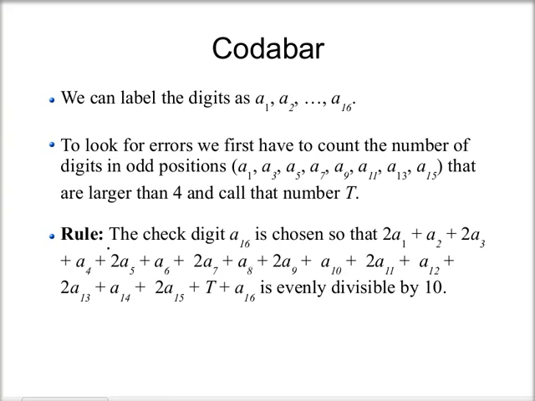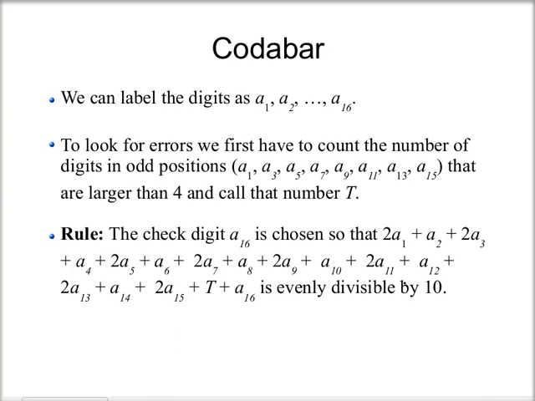Then once I know what T is, the rule for the CODA-BAR scheme is that the check digit A16 is chosen so that this sum, where I've got 2A1 plus A2 plus 2A3 all the way up to 2A15, and then I'm adding on T and my check digit A16, this whole sum should be evenly divisible by 10, which means that it should end with a 0. So this is a kind of complicated one.